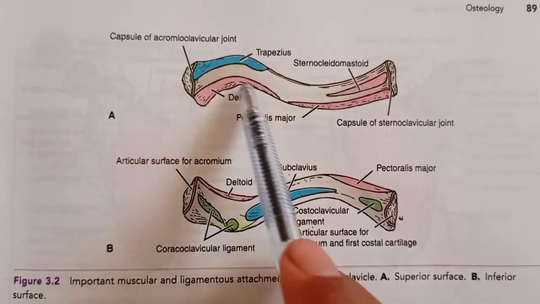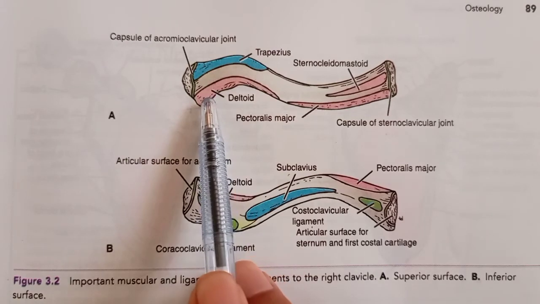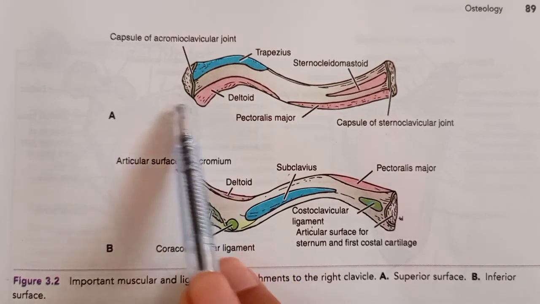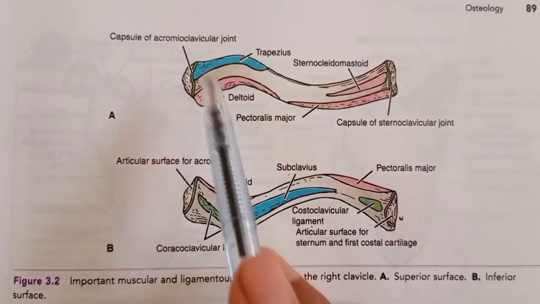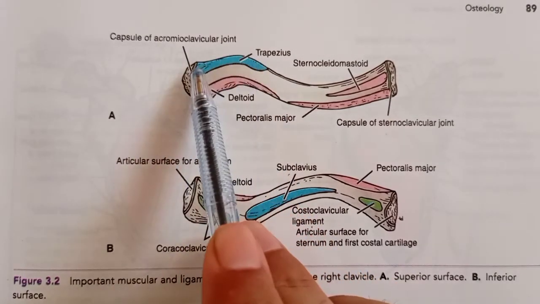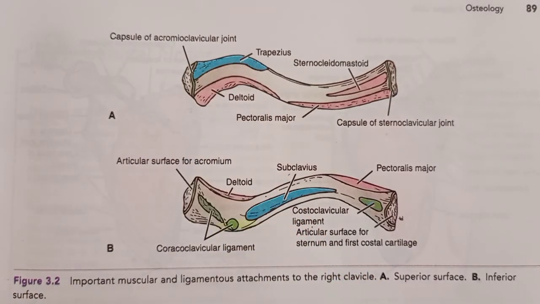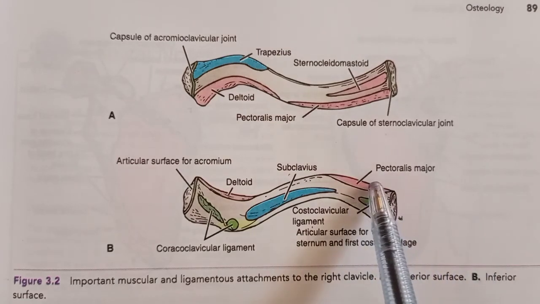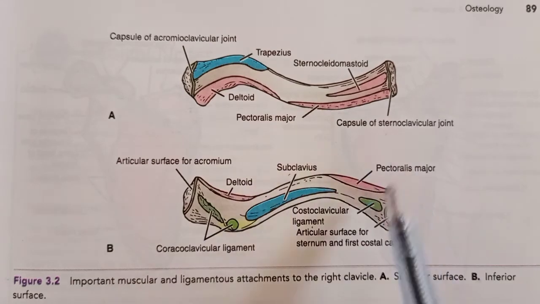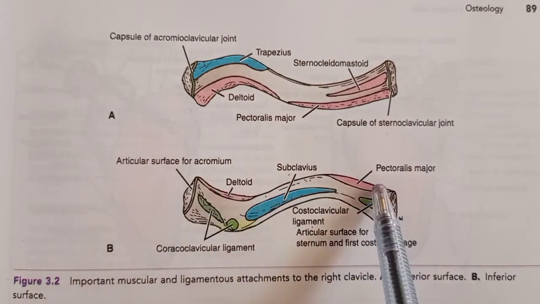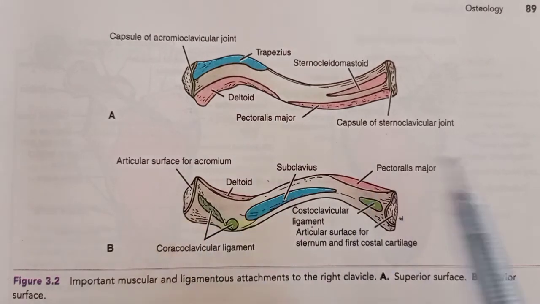Further, the deltoid muscle is attached at the anterior border, which is the main superficial shoulder muscle, and at the posterior border the trapezius muscle is attached. Pectoralis major, which we discussed, is toward the anterior side. So this is the anterior border. Pectoralis major is attached medially and deltoid is attached laterally.